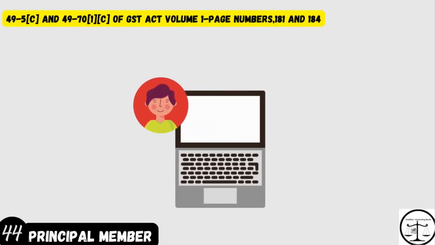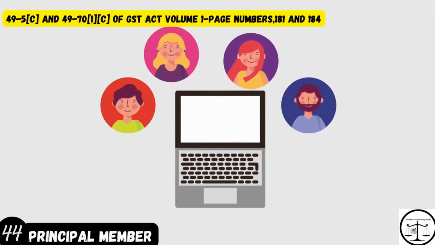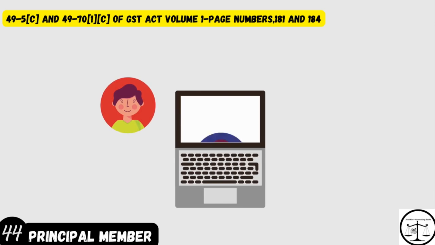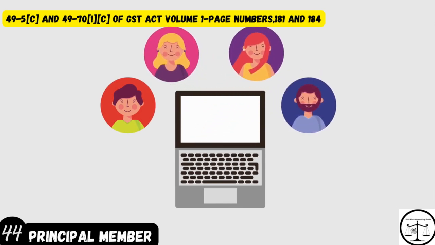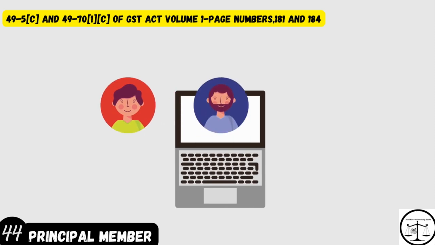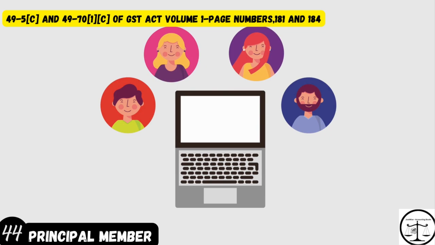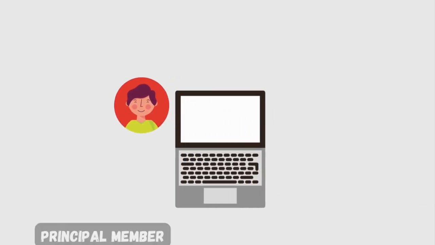Word number 44. Principal member, for a GST religious group, is the member of the group nominated as mentioned in paragraph 49-5(c), or approved as a replacement principal member for the group under paragraph 49-71(c). That is section 49-5(c) and 49-71(c) of GST Act Volume 1 page numbers 181 and 184.